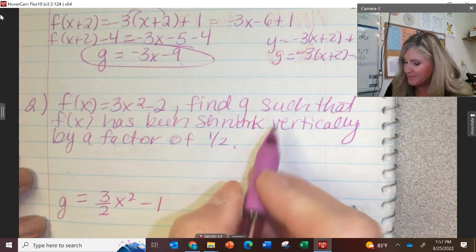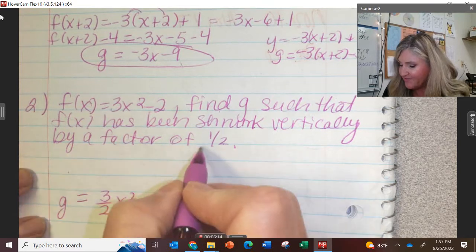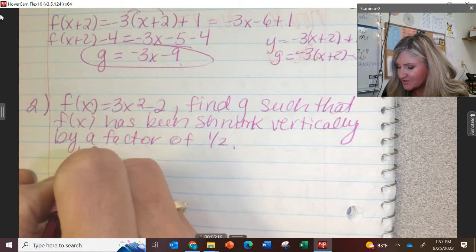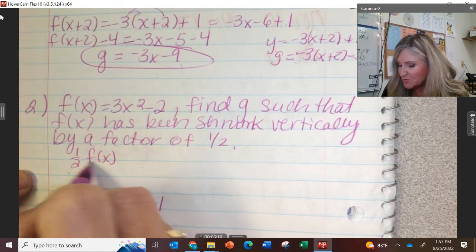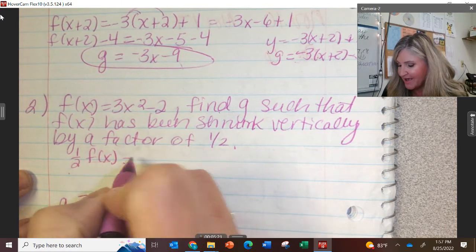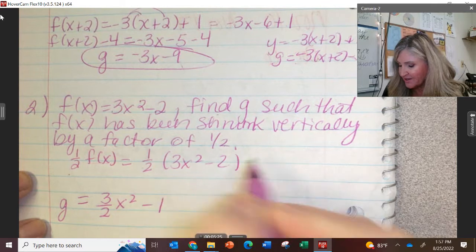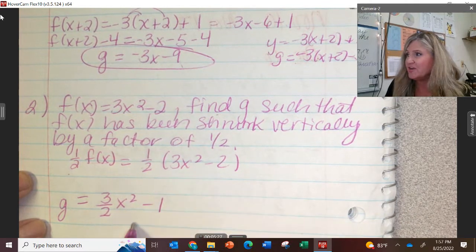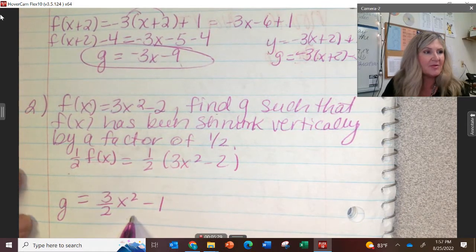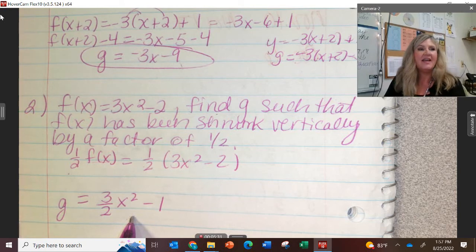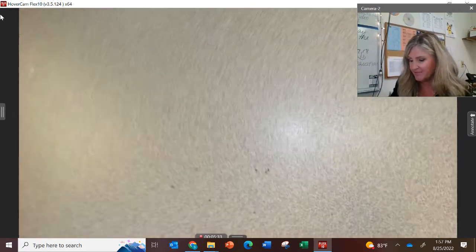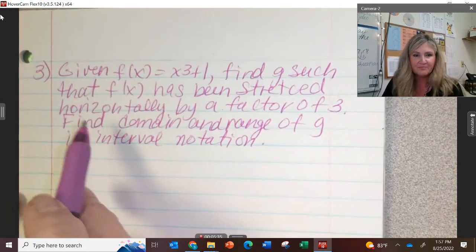But here's what happens. If I want to shrink vertically by a factor of 1/2, I have to take my function and multiply the entire function by 1/2. So I have to do 1/2 times that entire function. And then she just went ahead and distributed it. Okay? How many people got that one right? Yay, more. Okay, let's go to the last one.